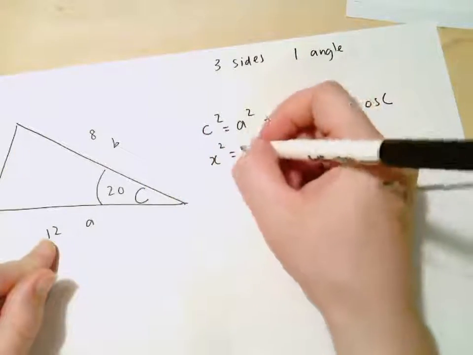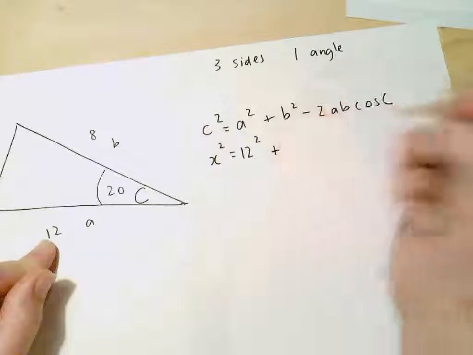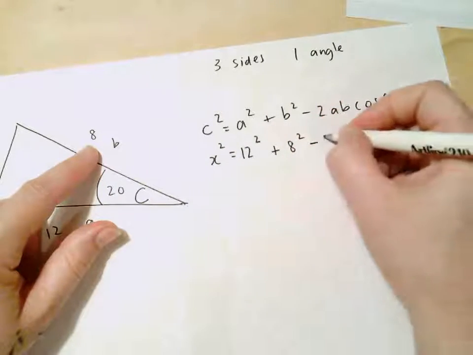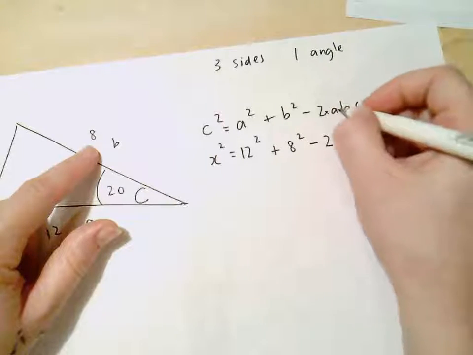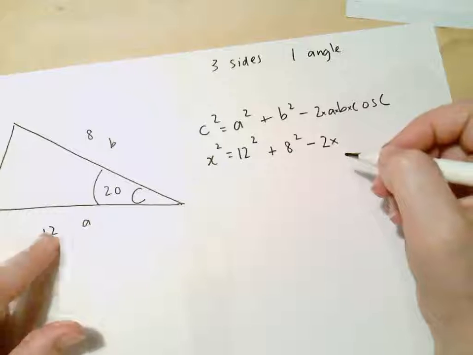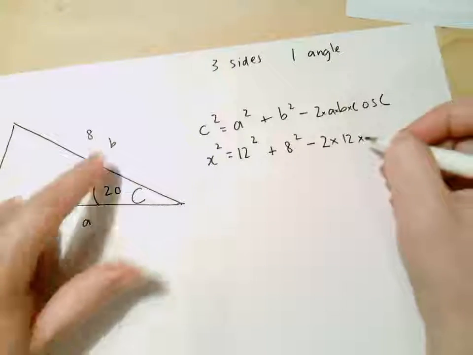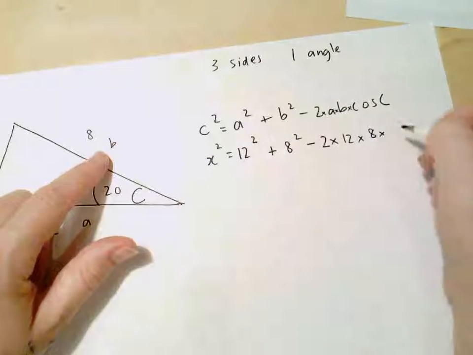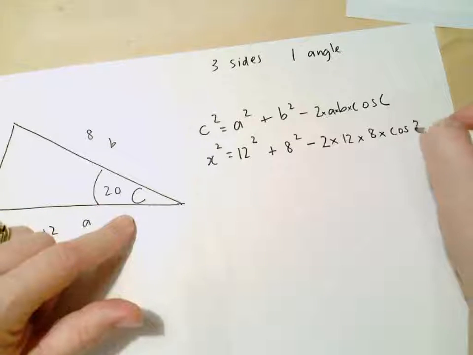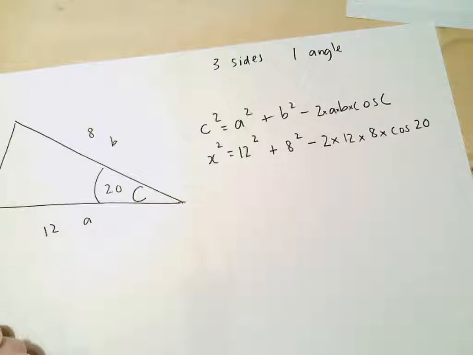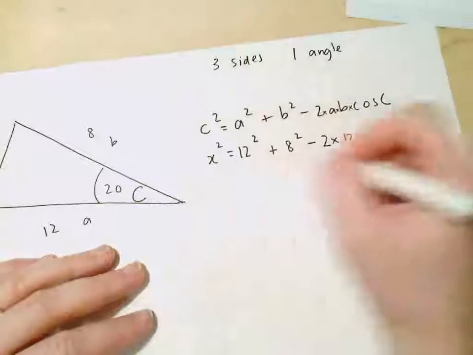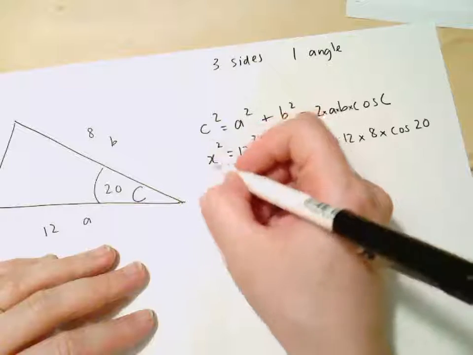My A was 12, so I substituted in. My B was 8, so I substituted in. Minus 2. Now you've got to remember there's little multiplication symbols in here. So this is 2 times, my A was 12, my B was 8, and I'm timesing by cos of the angle, so cos of C. Now if I plug that straight into my calculator, this is going to calculate x squared.